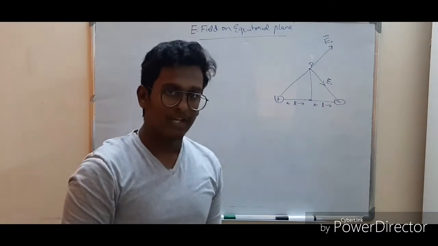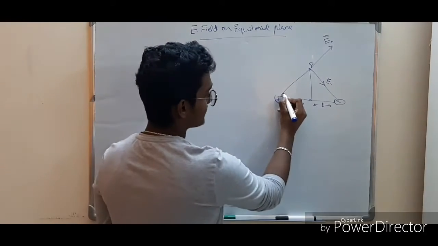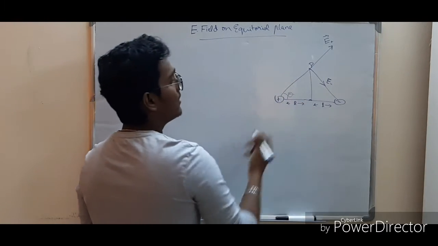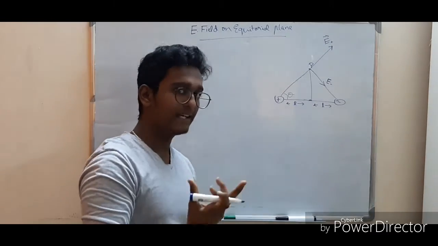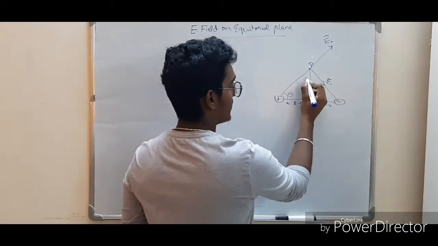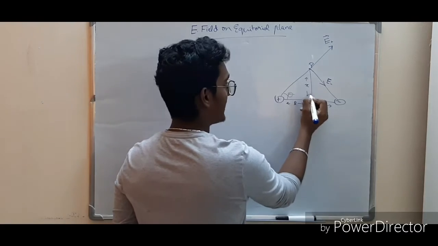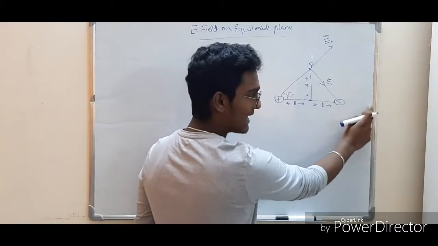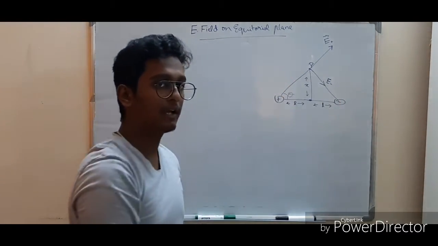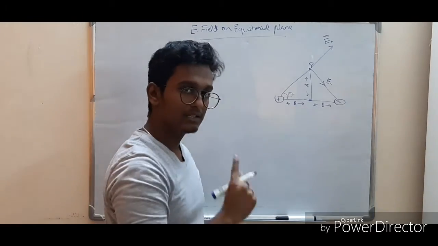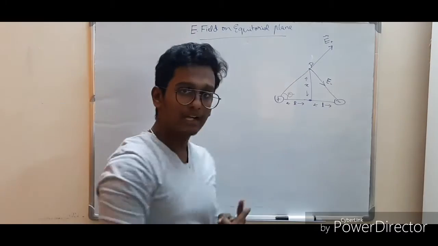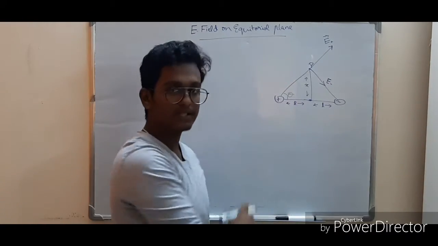First, we need to assume an angle, which is this angle, theta. And let's also assume the point P is at a distance x from the center. In the previous case, we assumed distance x from the center over here on the axial line. Now it's on the equatorial line. So we have all the variables we need: the distance from the center and the angle which the vector makes with the base.